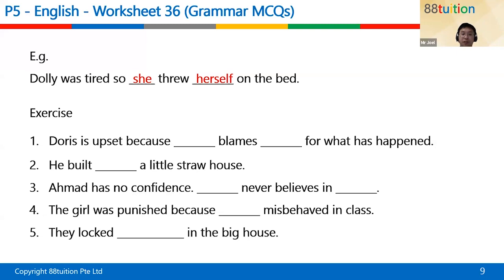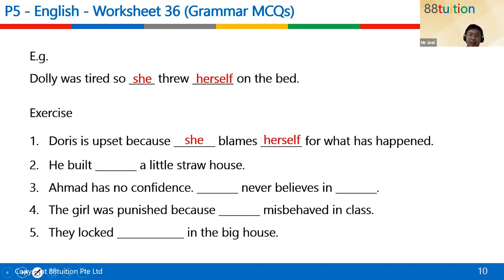No worries, Jerusha. Okay, so for the first one over here, Doris is normally a girl's name. So Regina, do you want to correct that? Doris is upset because what? Very good, Jai, because she, that's right, Regina, she blames herself for what has happened.